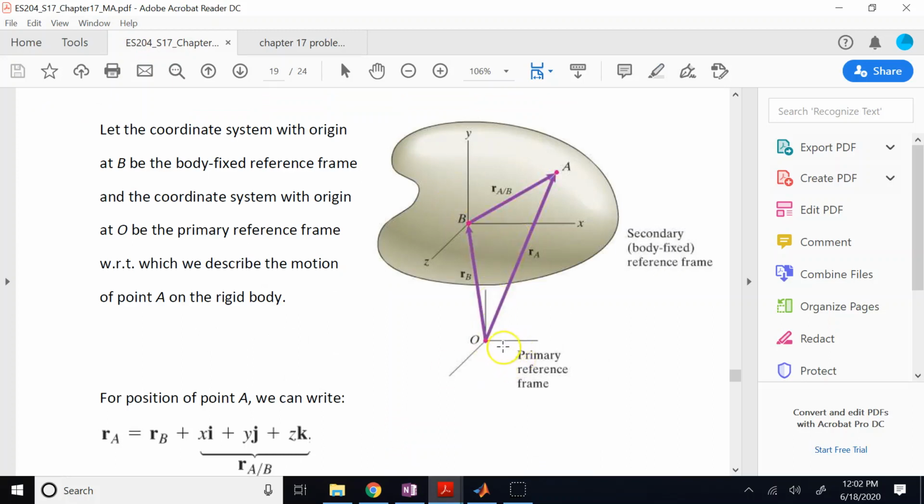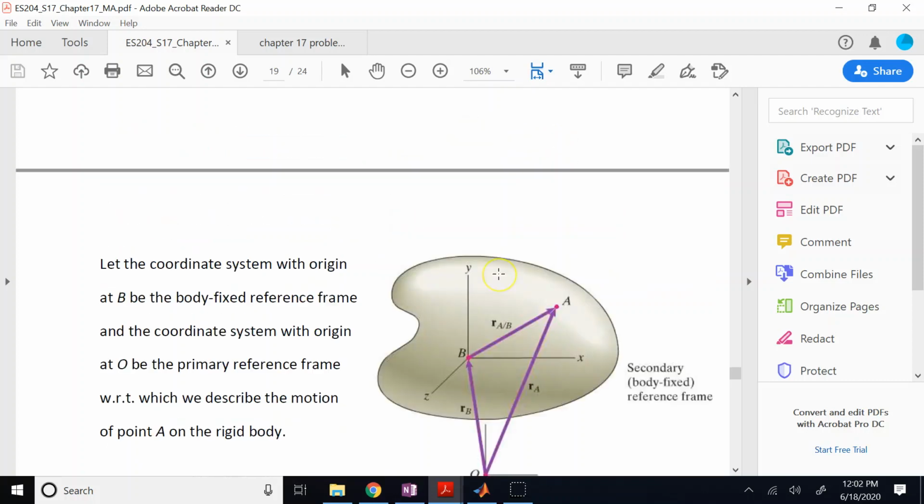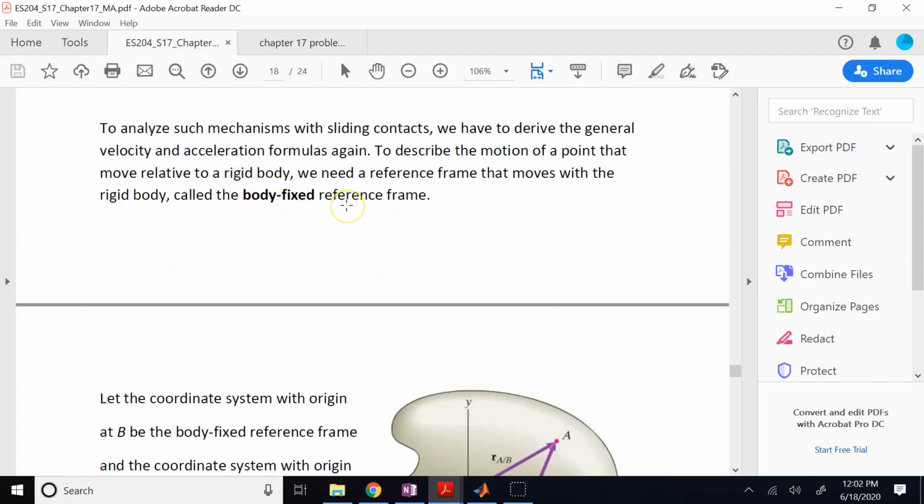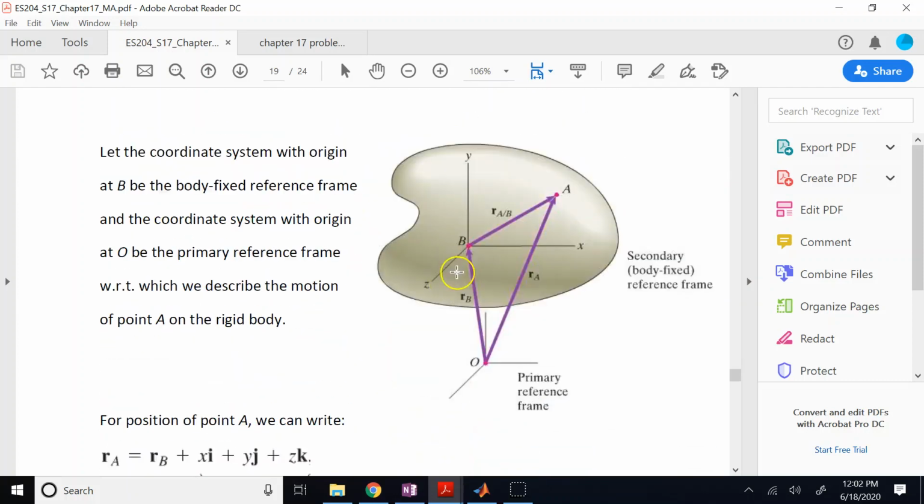Here, we have a primary reference frame, a fixed reference frame, it doesn't move. Then we have this rigid body, and the secondary reference frame that you see here, this XYZ, is attached to the rigid body. We call it body-fixed coordinates. So this small XYZ actually does move and does rotate with the rigid body, okay?